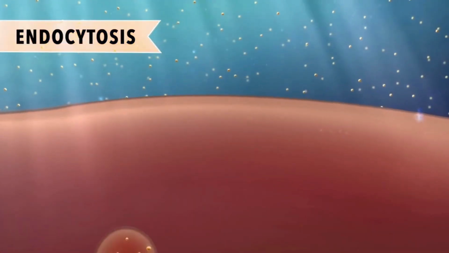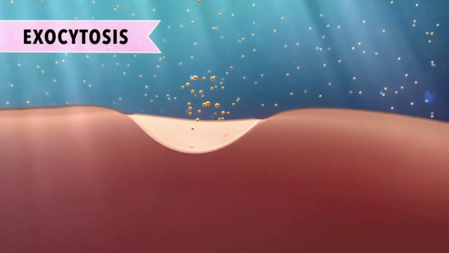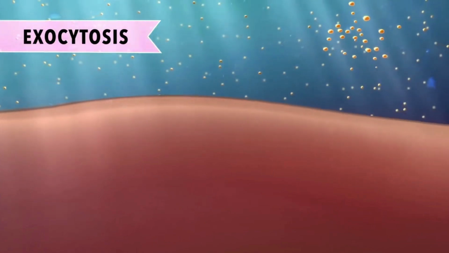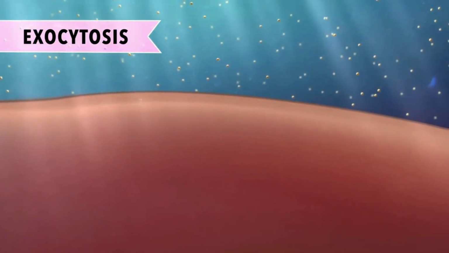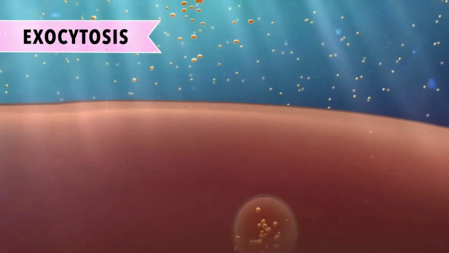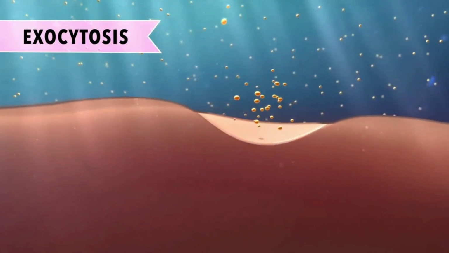The opposite of endocytosis is exocytosis. Exocytosis is when something needs to exit the cell. The cell can remove large molecules or wastes this way by fusing the membrane-bound vesicles containing them with the cell membrane, forcing them out of the cell.